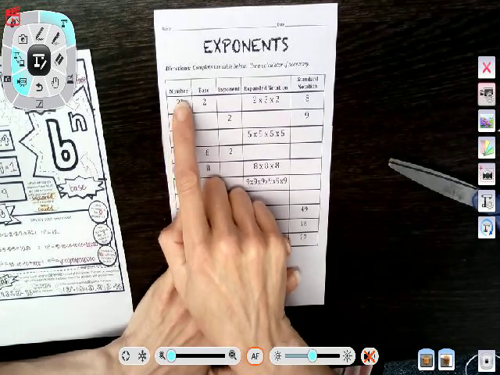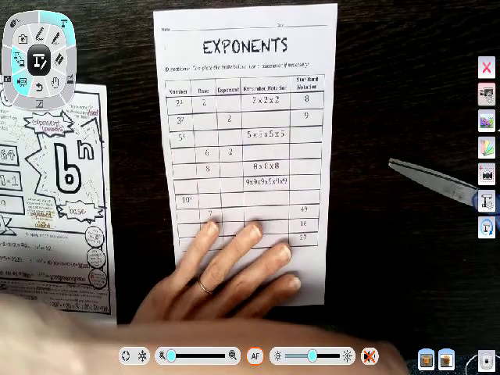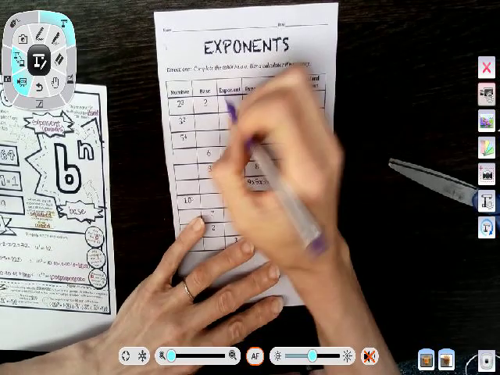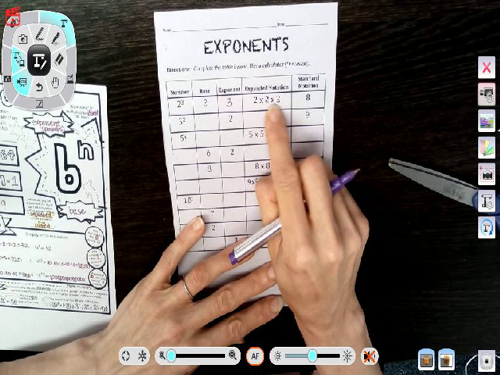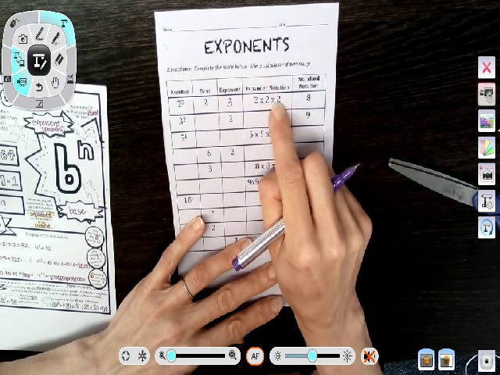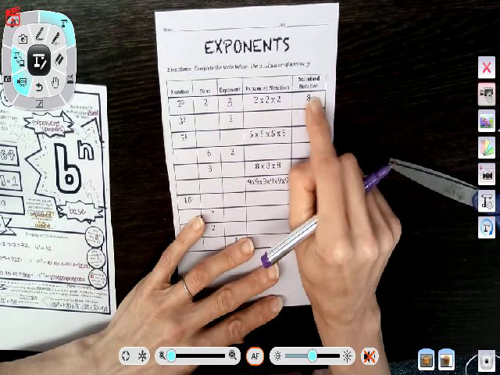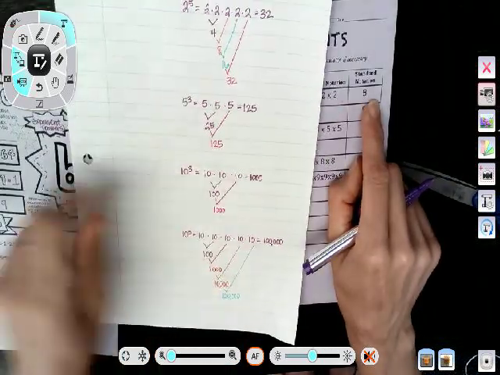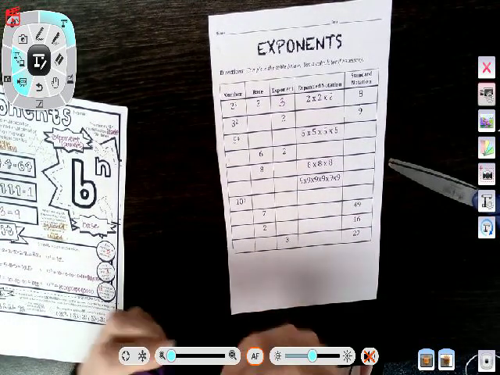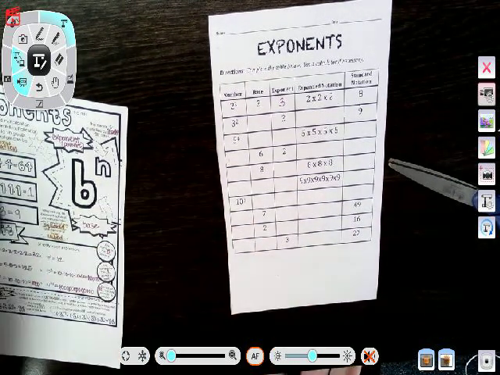I'll show you. 2 to the third power, the base is 2. The exponent's the little number up top, 3. That means 2 times 2 times 2, 3 2's timesing. And then when I do the math, it's 8. You're gonna have that standard notation. You're gonna have to do the math on a separate sheet. Do this worksheet and then bring it to Mrs. O'Mara to be checked. Okay, bye.